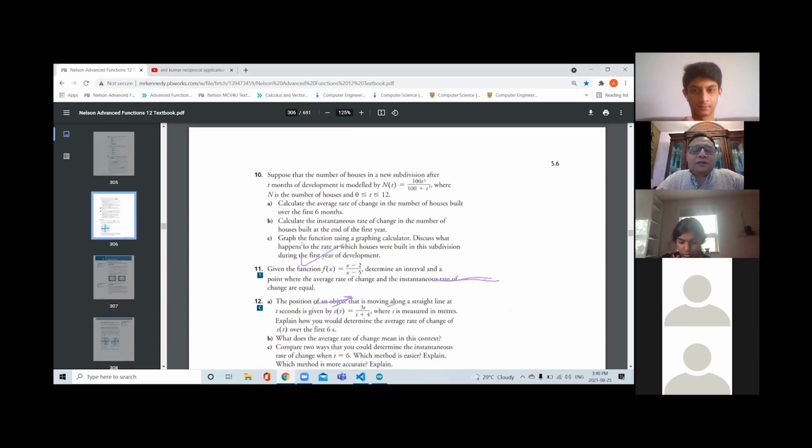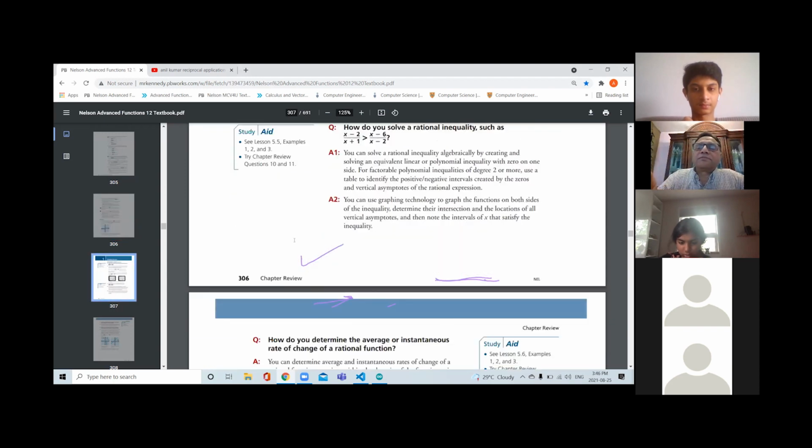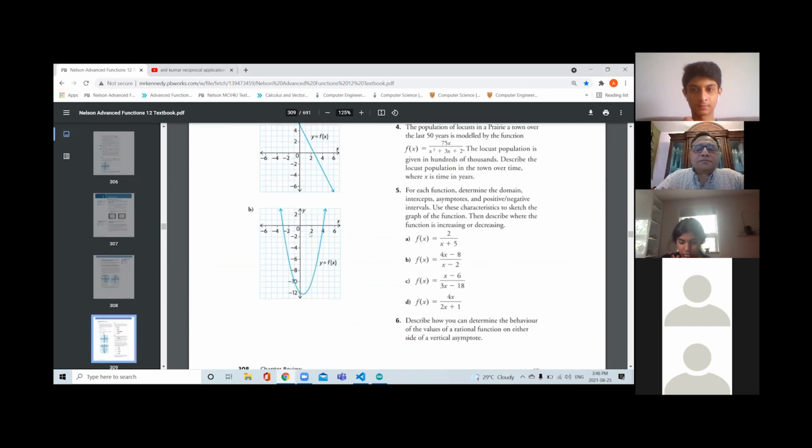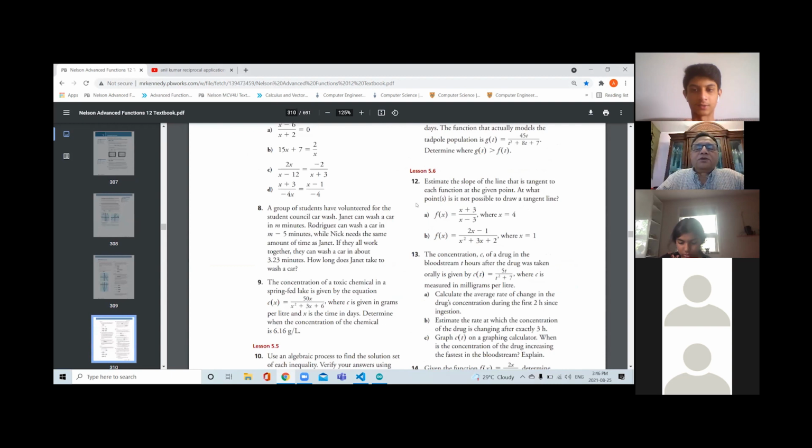Go to the end of the chapter and see the revenue rational function test. Here we'll have some application questions, correct? Yes, sir. So we'll check this. Like question number 8. Can you please read this?